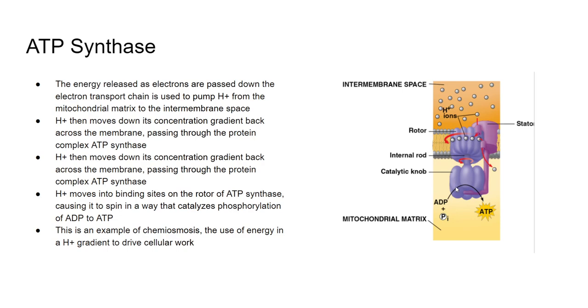There's less H plus inside than there is outside, so it's more positive on the outside. And that's what's going to cause this H plus to say, I want to go into that negative gradient. And it's going to go through this ATP synthase, which is going to turn these rotors, and it's a very cool structure. It's going to turn these rotors to essentially power or catalyze the phosphorylation of ADP and that inorganic phosphate into ATP.